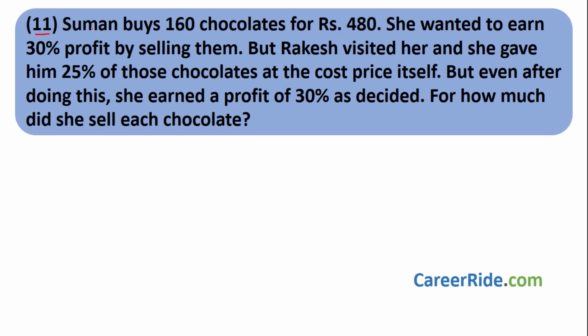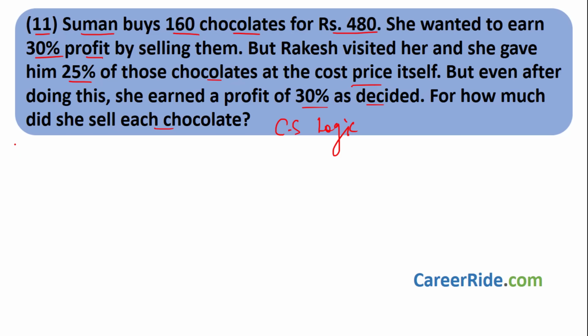Question number 11. Suman buys 160 chocolates for rupees 480. She wanted to earn 30% profit by selling them, but Rakesh visited her and she gave him 25% of those chocolates at the cost price itself. But even after doing this, she earned a profit of 30% as decided. For how much did she sell each chocolate? Now this might look a little bit complicated, but it is not. By common sense and logic we can easily solve the sum.